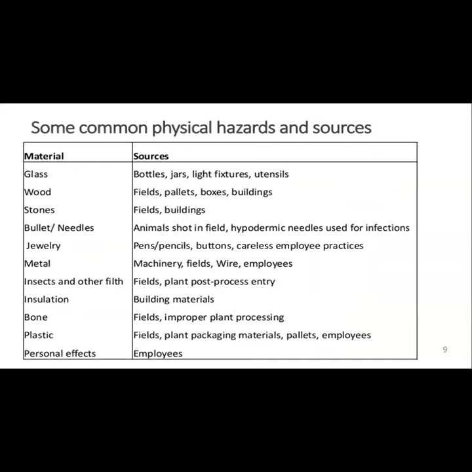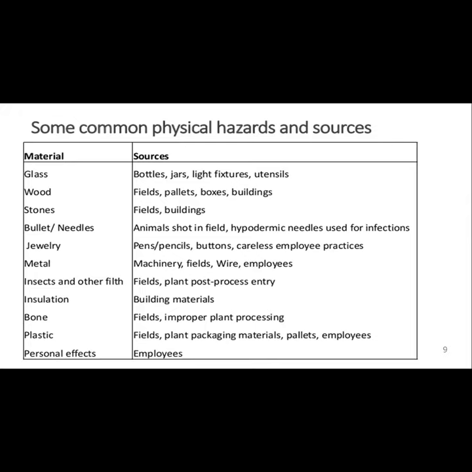If we categorize some parameters like glass, the sources are bottles, jars, and light fixtures. Every light fixture should be covered; nowadays we cover them with PP or polycarbonate. Some industries use glass utensils, which could break and enter the foods. In plants, some use food pallets made of wood, which could be a hazard. So we recommend everyone to use plastic pallets, not wood pallets.